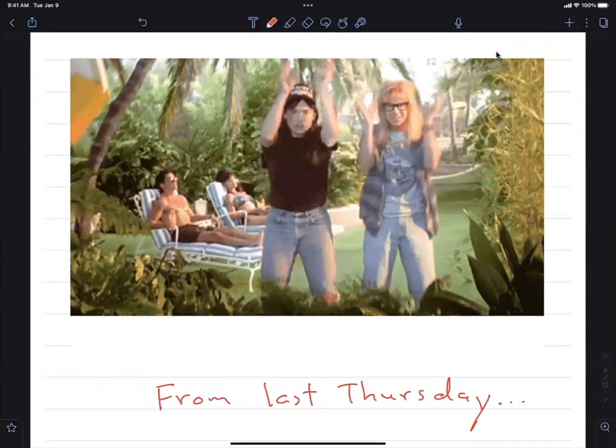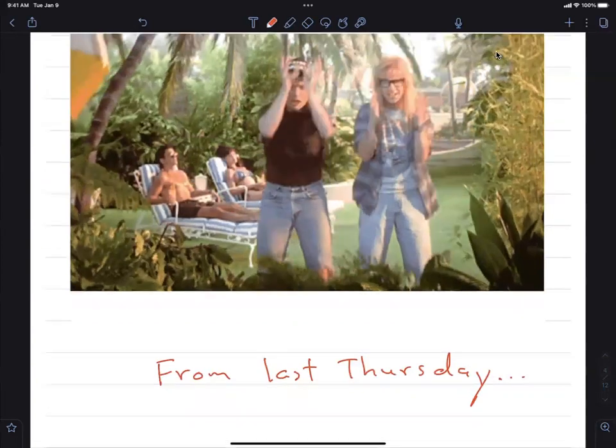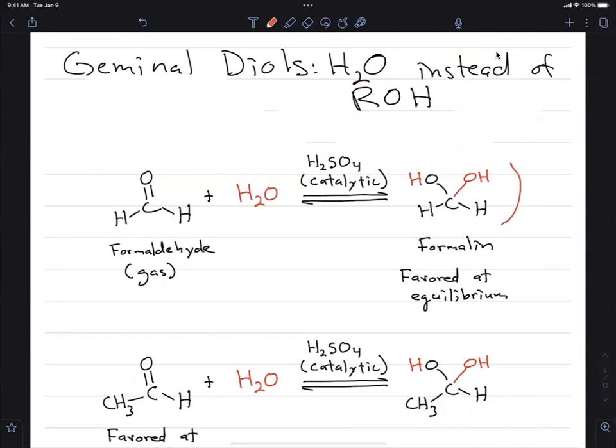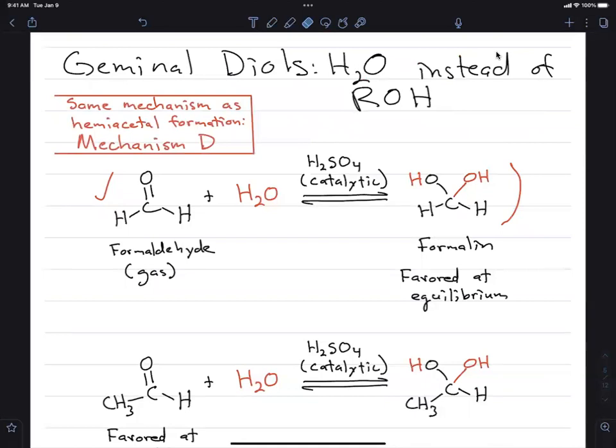But what I want to do is take you back to last Thursday, where we were talking about geminal diols. Geminal diols are molecules that have two OH groups bonded to the same sp3 carbon. They are analogous to hemiacetals, except that water is attacking a carbonyl of an aldehyde, for example, instead of an alcohol. We're not going to go through the mechanism, but it involves the same mechanism as hemiacetal formation. It's just water in place of the alcohol. In other words, it's mechanism D.